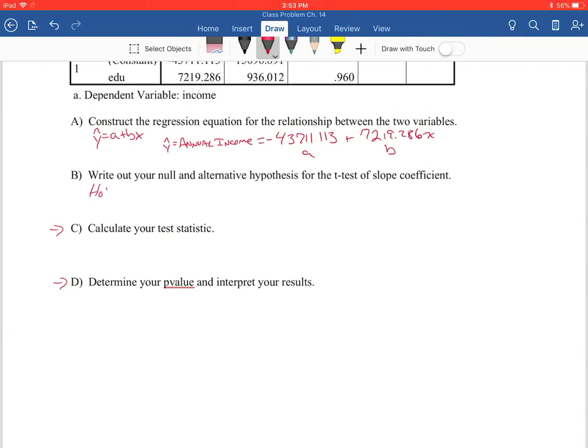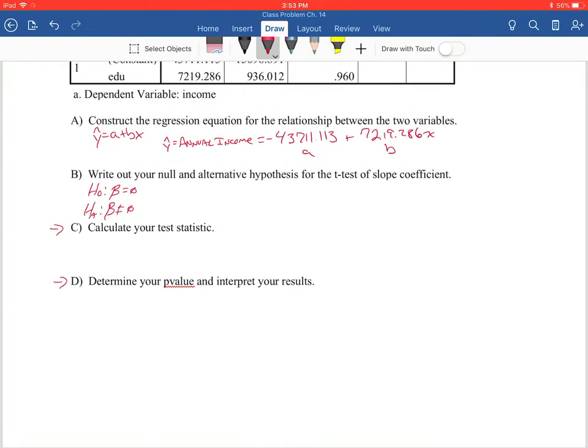So when we write out a null hypothesis, remember, when we're dealing with linear regression, our null hypothesis is going to state that beta is going to equal 0. Our alternative hypothesis is going to state that beta is not equal to 0.